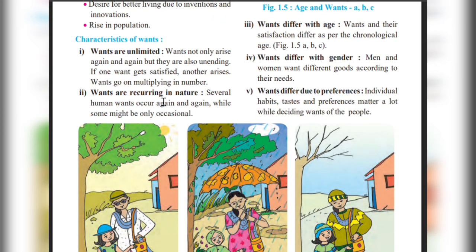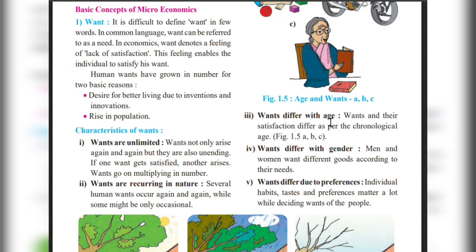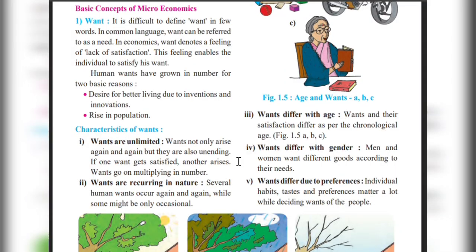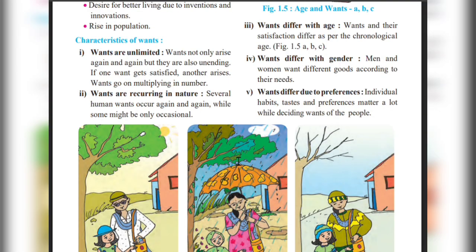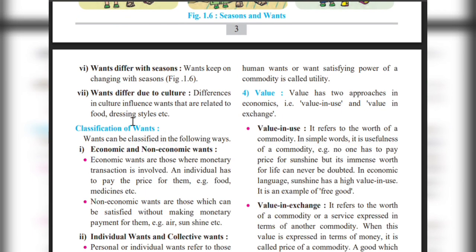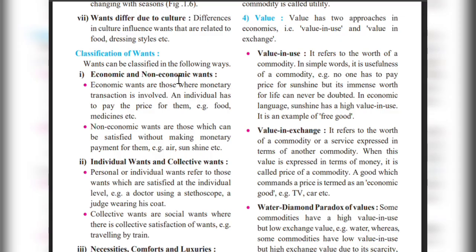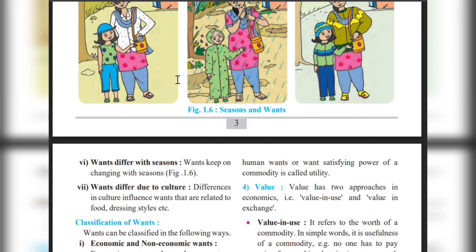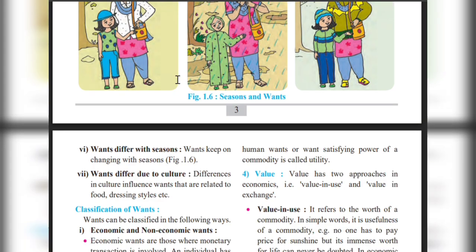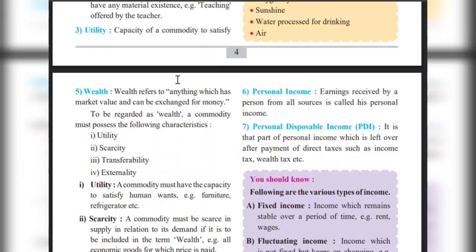The want characteristics. Wants are unlimited, wants are recurring in nature, wants differ with age, wants differ with gender, wants differ due to preferences, wants differ with seasons, wants differ due to culture. And classification of wants, you can see here. We will discuss this later. First, we will go with the branches of economics. So microeconomics that deals with the single consumer, and macroeconomics, you can see here.